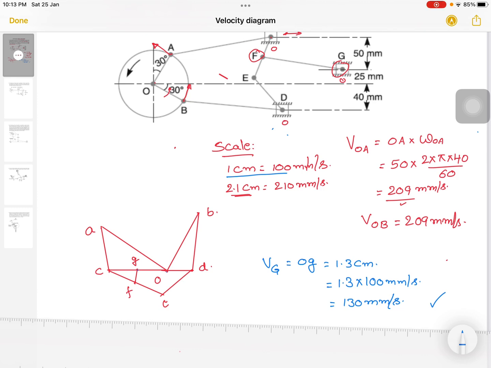See here, I drew it not as per the actual measurements. You can draw as per the actual values, like 2.1 centimeter. This should be 2.1 centimeter, and this should be 2.1 centimeter. According to your drawing, the values will vary. This is the procedure.